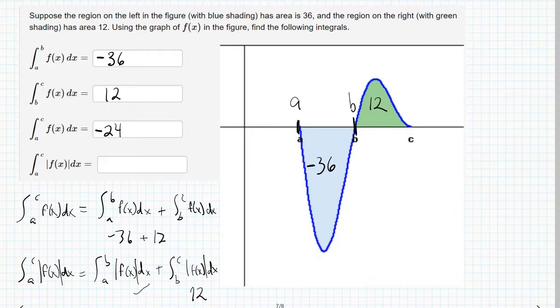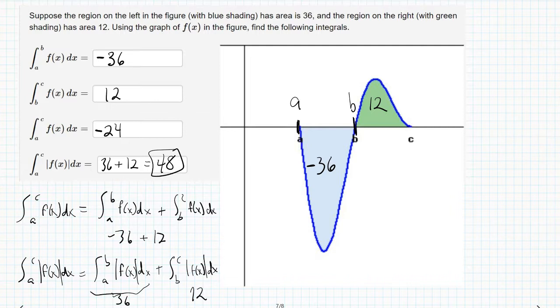But what happens with this other part right here is negative values always have to turn positive. So everything that you see up here is going to be above the x-axis now. So you just reflect it over the x-axis. So instead of negative 36, it's going to be positive 36. So our answer is just going to be 36 plus 12, which is equal to 48, right? Questions on that?